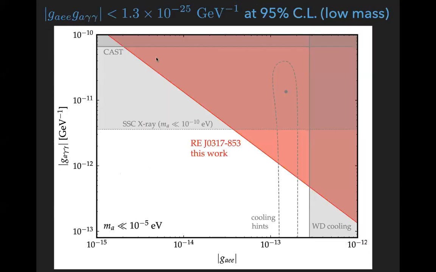So our limit ends up being this particular combination less than about 1.3 times 10^-25 inverse GeV at 95% confidence, assuming a very low axion mass. If you plot this in the plane of axion-electron times axion-photon couplings, we exclude all of this parameter space in red. So we improve upon current constraints beyond the white dwarf cooling constraints and beyond other astrophysical constraints in the axion-photon coupling, putting into farther tension some existing stellar cooling anomalies interpreted in the context of axions.